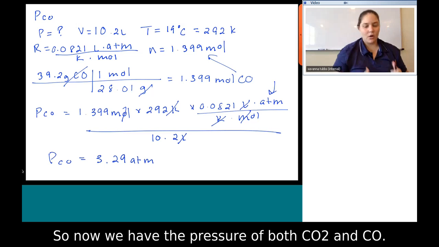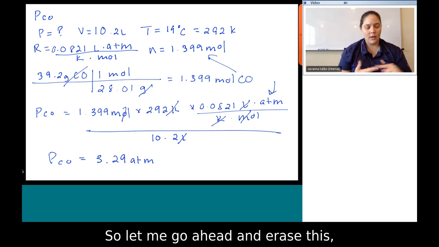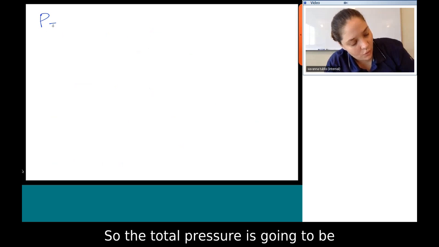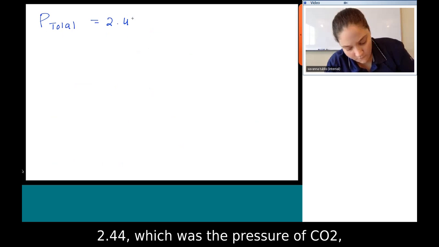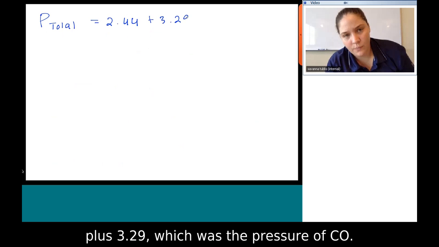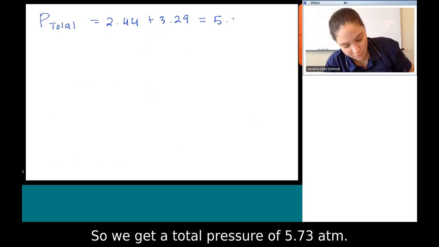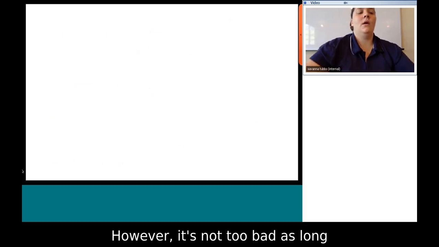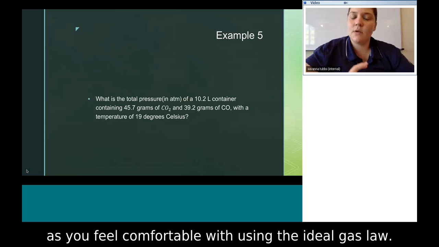So now we have the pressure of both CO2 and CO. So let me go ahead and erase this, and we'll solve for our total pressure. So the total pressure is going to be 2.44, which is the pressure of CO2, plus 3.29, which is the pressure of CO. So we get a total pressure of 5.73 ATM. And this is our answer. It's a bit of work, however, it's not too bad as long as you feel comfortable with using the ideal gas law.